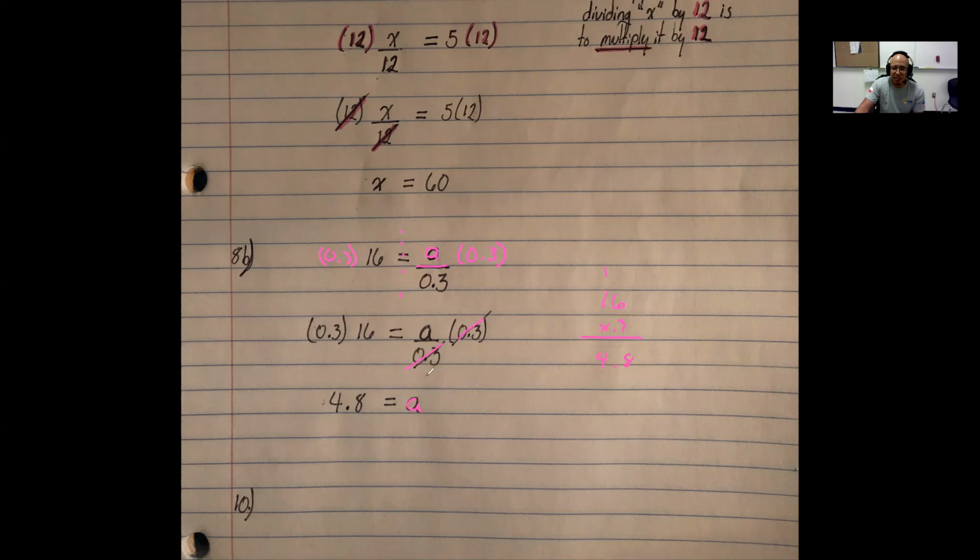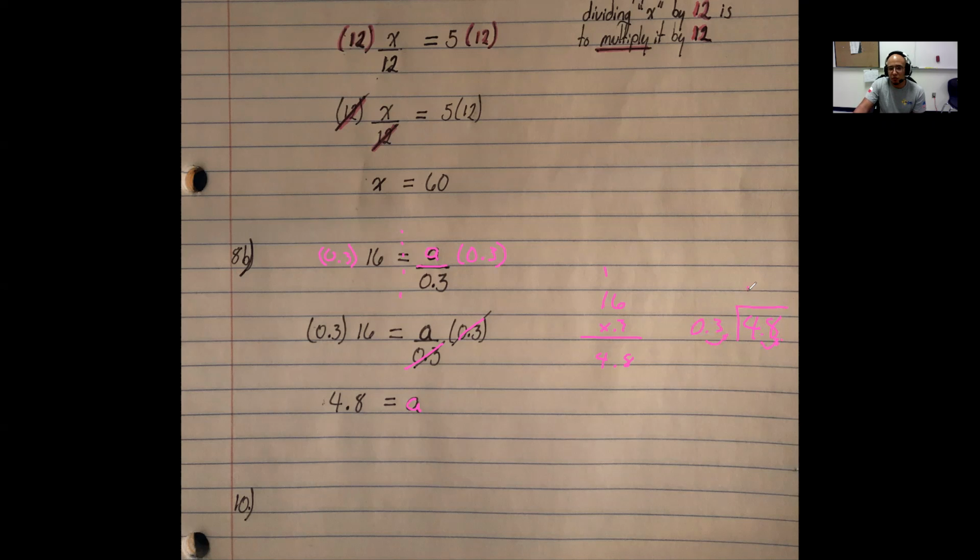Remember that you can always check these problems by putting that variable back into the equation. Do 4.8 divided by 0.3. All right, so 4.8 divided by 0.3. Remember, we don't like decimals on the outside, so move it over once. I have to move the decimal on the inside as well once. So it's going to be 3 into 48.